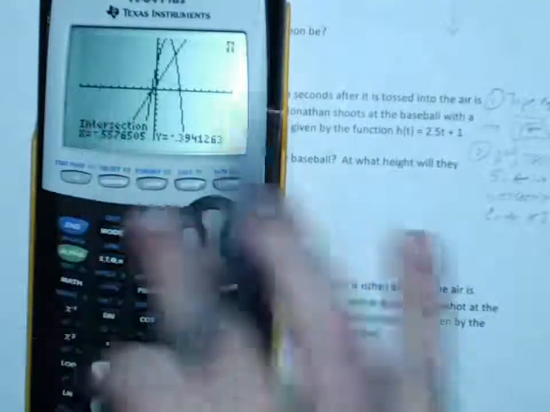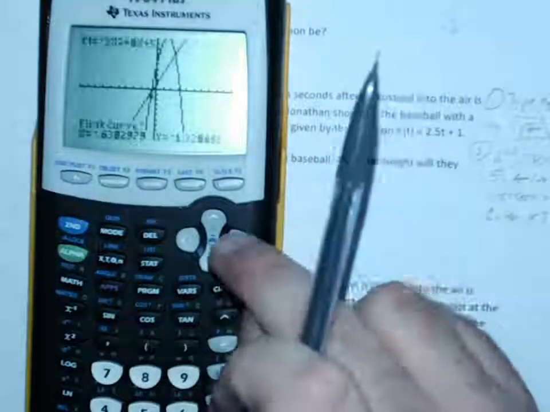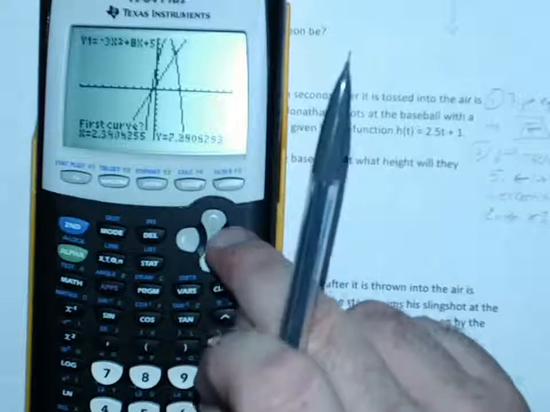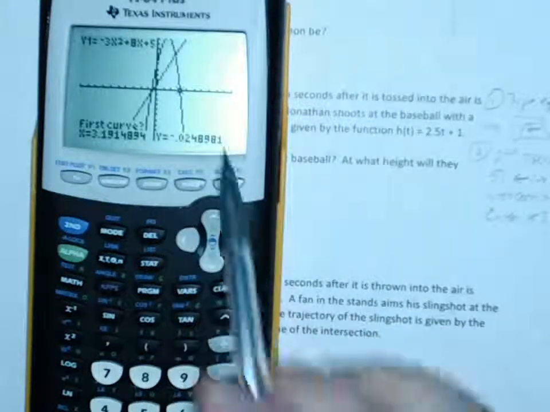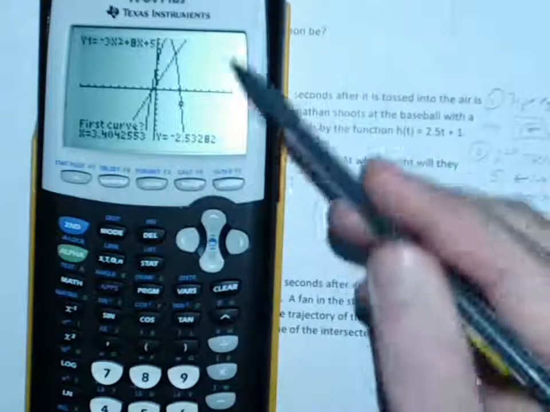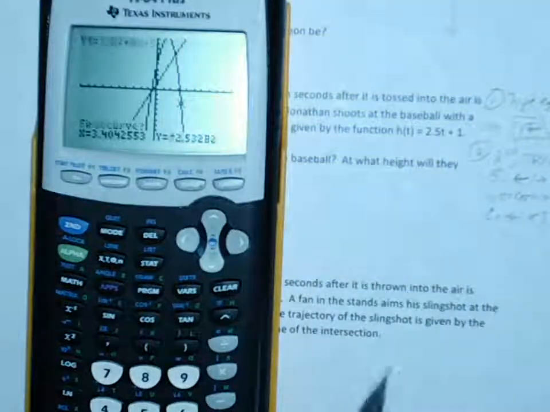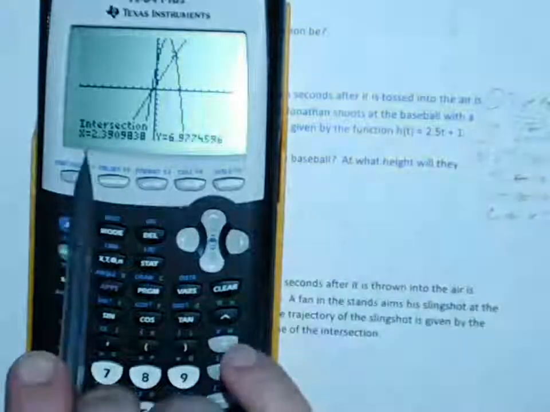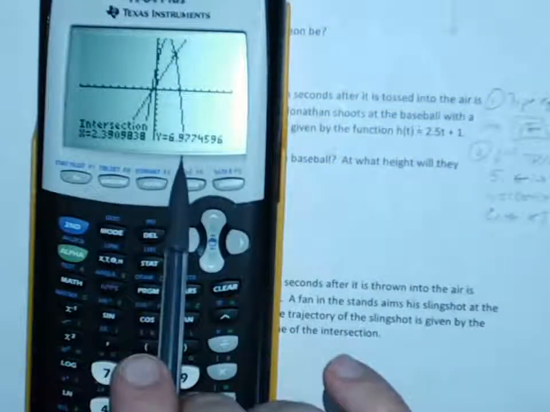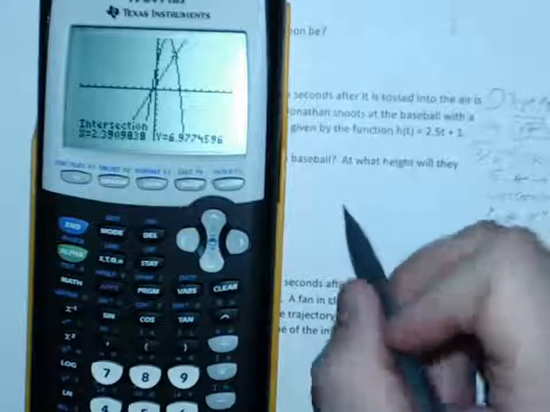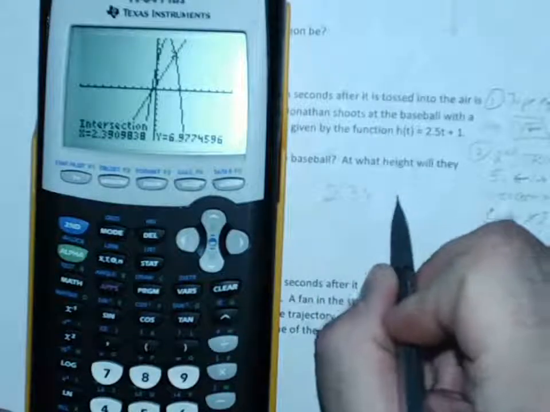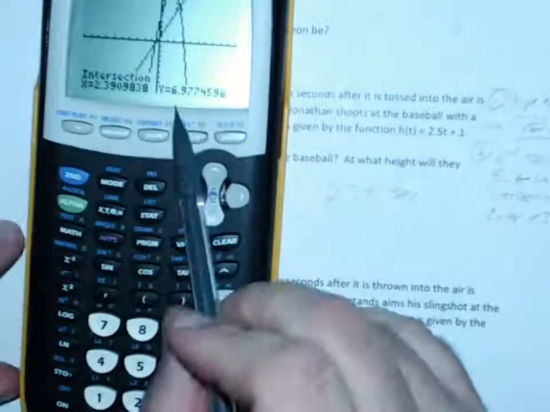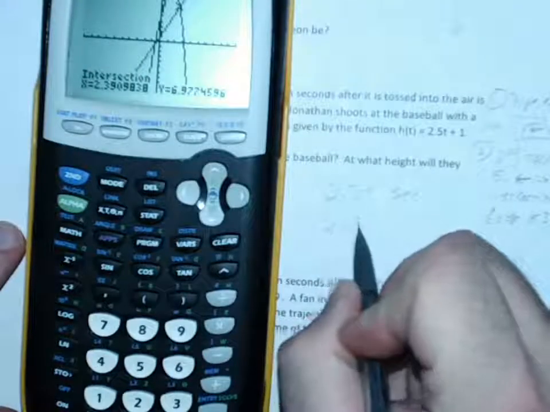So again, I'm going to hit second, trace 5. This time I'm going to use my right arrow and get close. And just to prove to you, you don't have to be on it, I'm going to go way down here. This is the closest intersection. So when I hit enter 3 times, you'll notice the cursor goes back up here. And this time I have 2.39 and 6.98. That's going to work. So we'll go 2.39. I believe it was seconds. Yep. And the height is in feet. So that would be this, 6.98 feet.